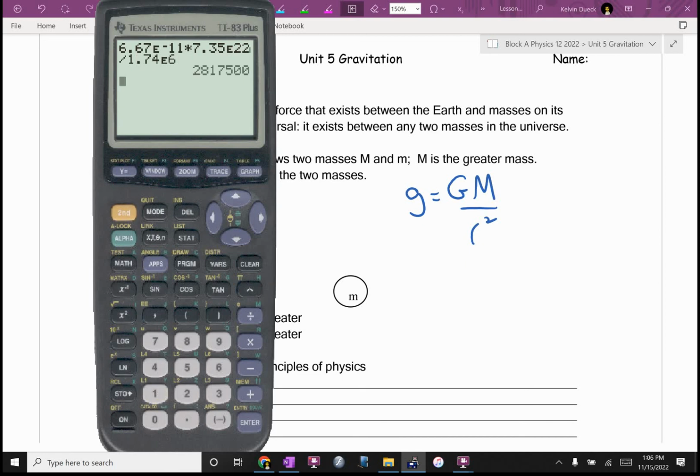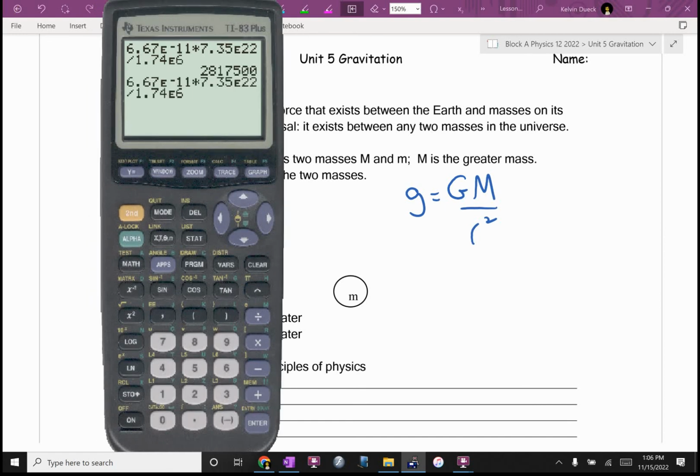This is how we knew that the acceleration... Oh, I did this totally wrong, Mr. Dewick. What did I type wrong? Oh, I forgot the squared, Mr. Dewick. Jeez. Squared. Sheesh. Me too.